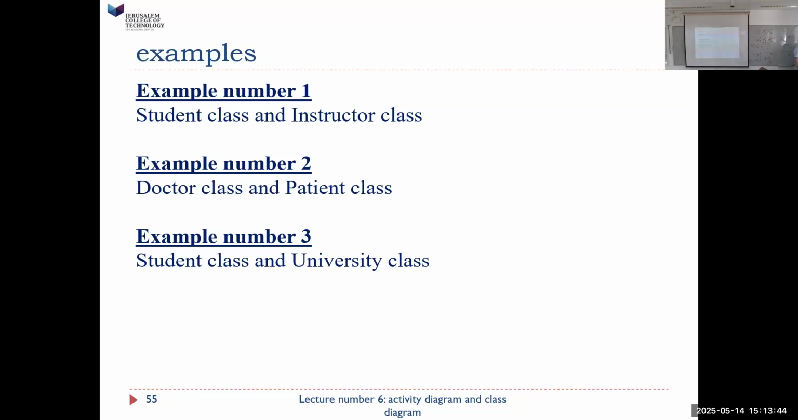Here we go. Example 1, student class and instructor class. Every student has an instructor and every instructor has a student. Also doctor class and patient class. Every patient has a doctor and every doctor has a patient. Student class and university class. Every university has students and every university student has a university. Could be a first grade student doesn't have a university, but.